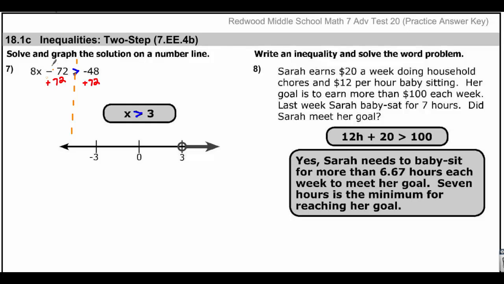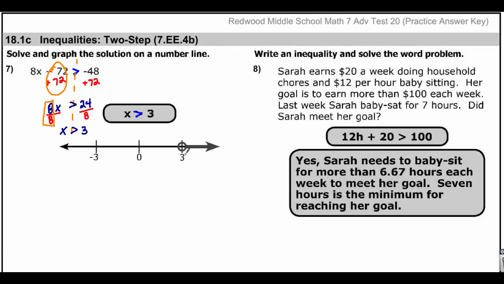This gives us 0 pairs, 8x left over, greater than. When you combine 48 and 72, one of them's negative, one of them's positive, so they cancel out. They leave 24. Divide by 8 in both places. Big 1, x greater than 3. Open circle because 3 cannot be part of the answer.